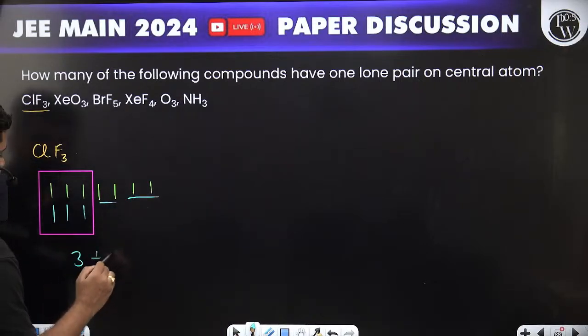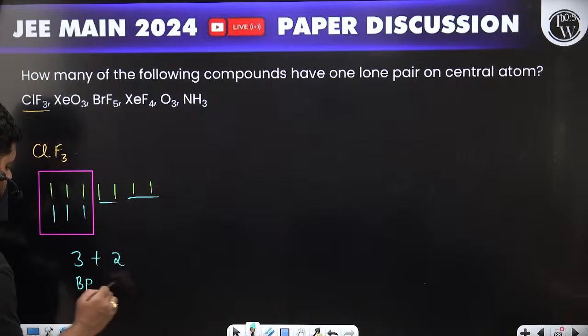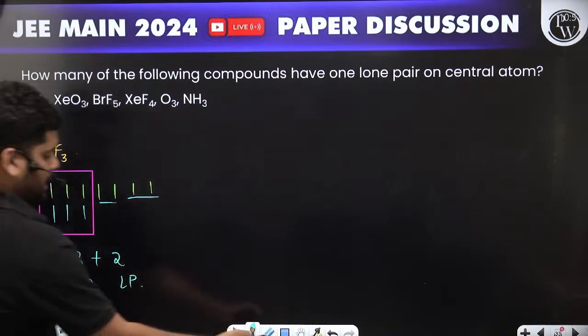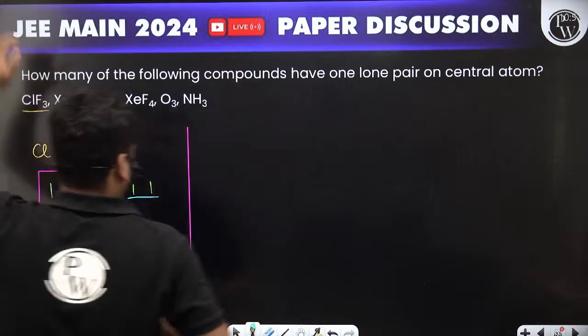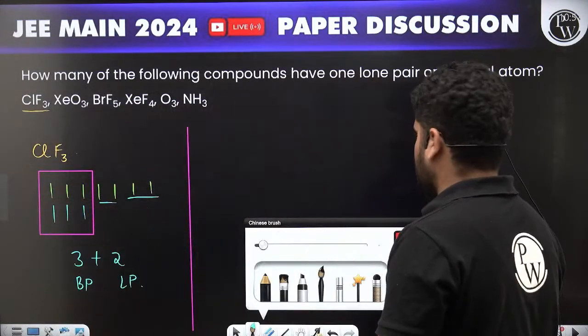So it is having 3 bond pairs and 2 lone pairs, right? So this would not be our choice. Next one, if you proceed, after ClF3 we have XeO3.